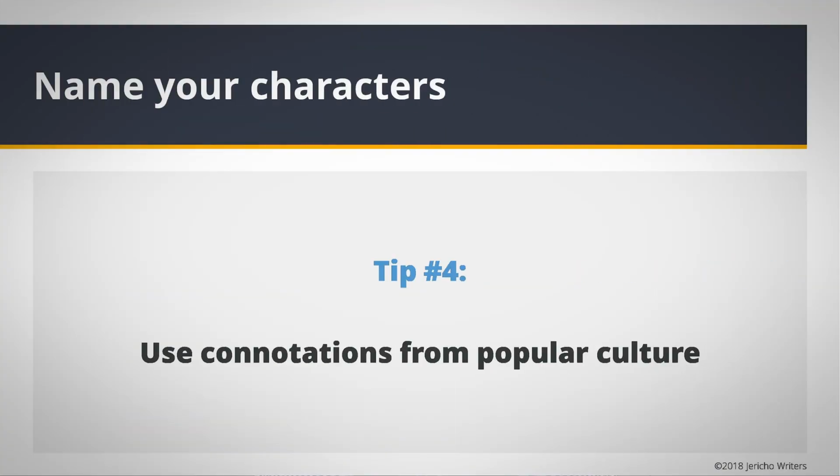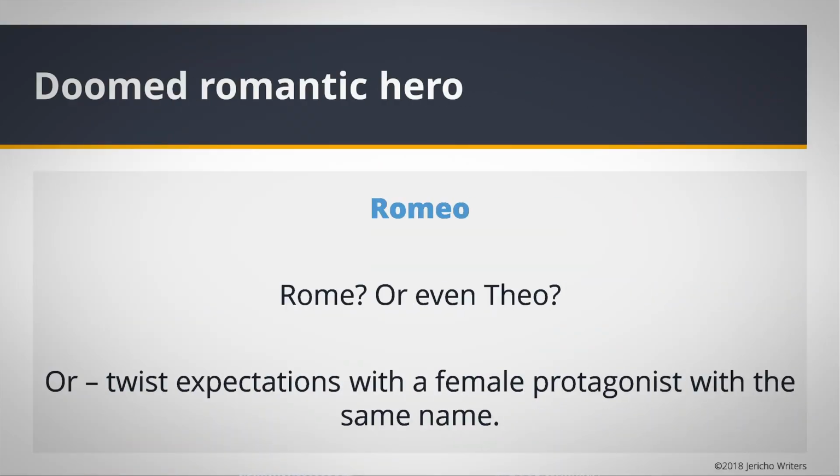But there are also other ways of doing this that are not so subtle. So tip 4 is think about the connotations in popular culture. For example, let's say you have a doomed romantic hero. You could call him Romeo, or maybe even a modern twist on the name such as Rome, or even Theo.